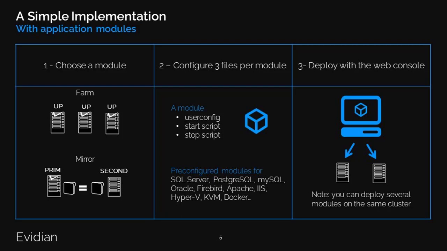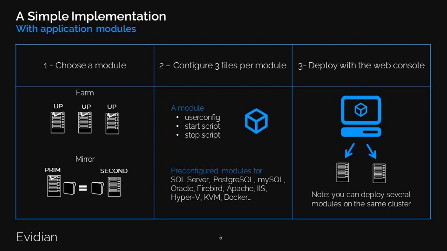First, consider the design step. The farm module is suitable for an application, like a web service, that needs to be scalable. On the example of the farm with 3 servers, it is an active architecture with a web service running on the 3 servers. In a farm module, you can increase the number of servers according to the load.